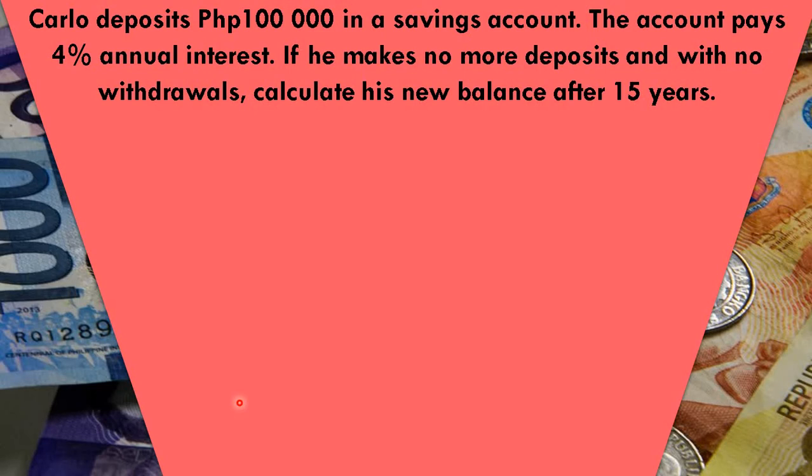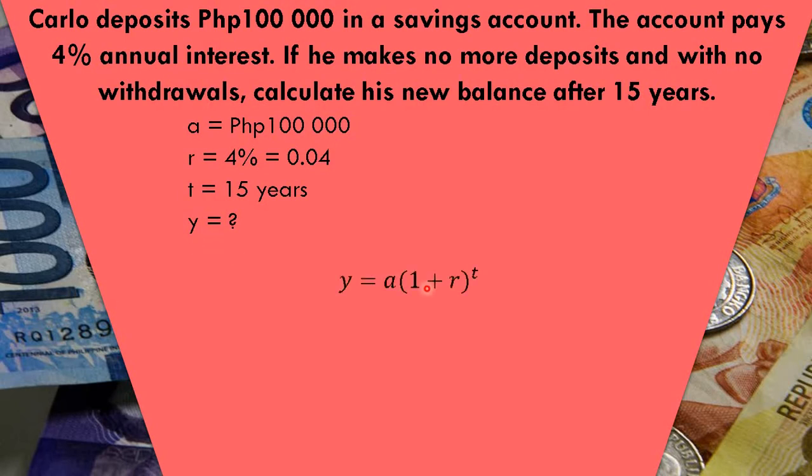For example, we have the problem: Carlo deposits 100,000 in a savings account. The account pays 4% annual interest. If he makes no more deposits and no withdrawals, calculate his new balance after 15 years. First, we have the initial amount, a equals 100,000, the rate 4%, then change 4% into a decimal, so we have 0.04, the time period is 15 years, and we are asked to find the total value, or y.